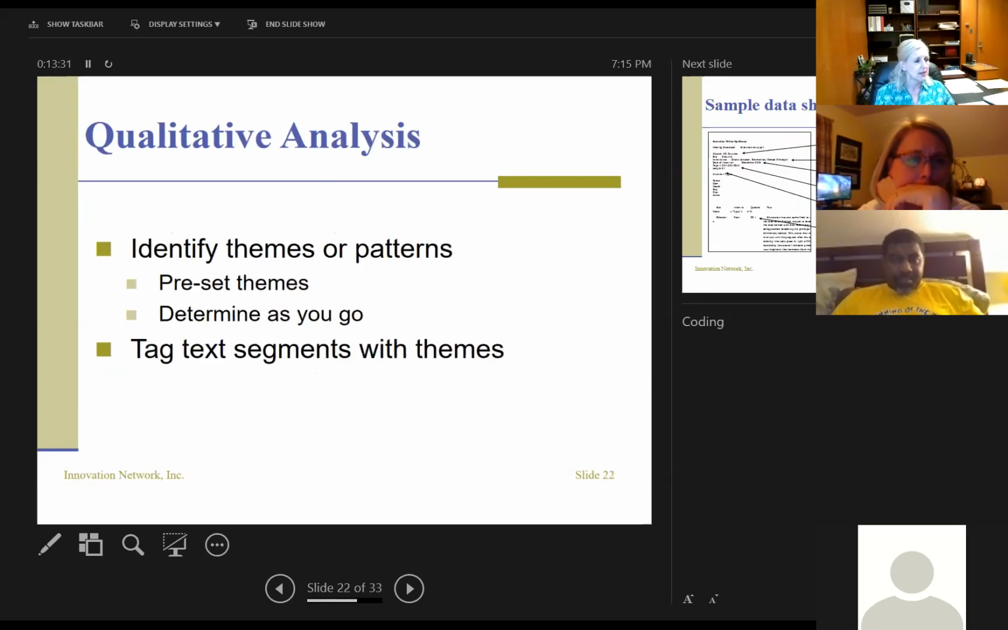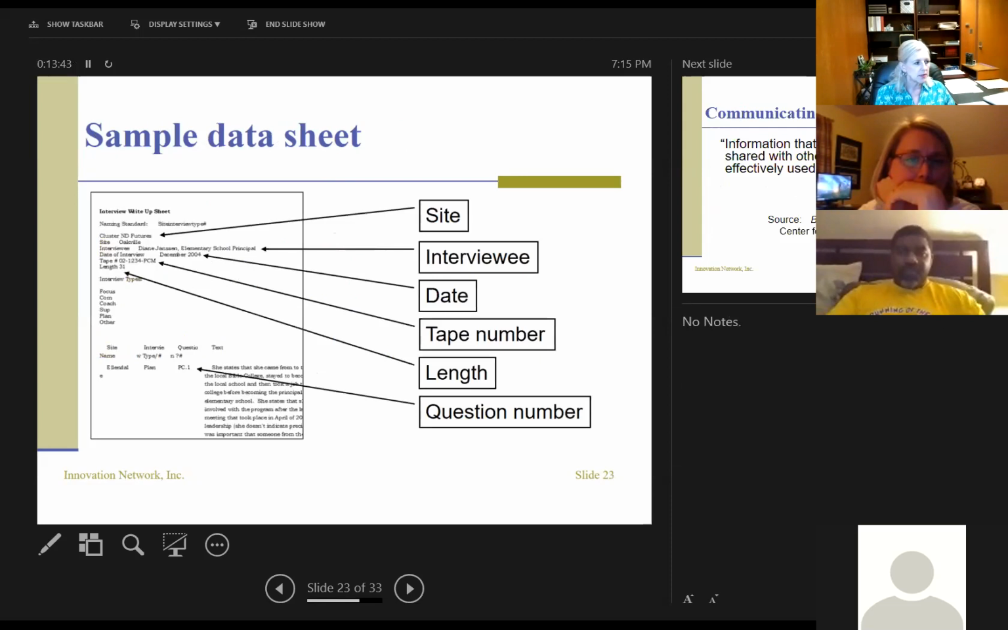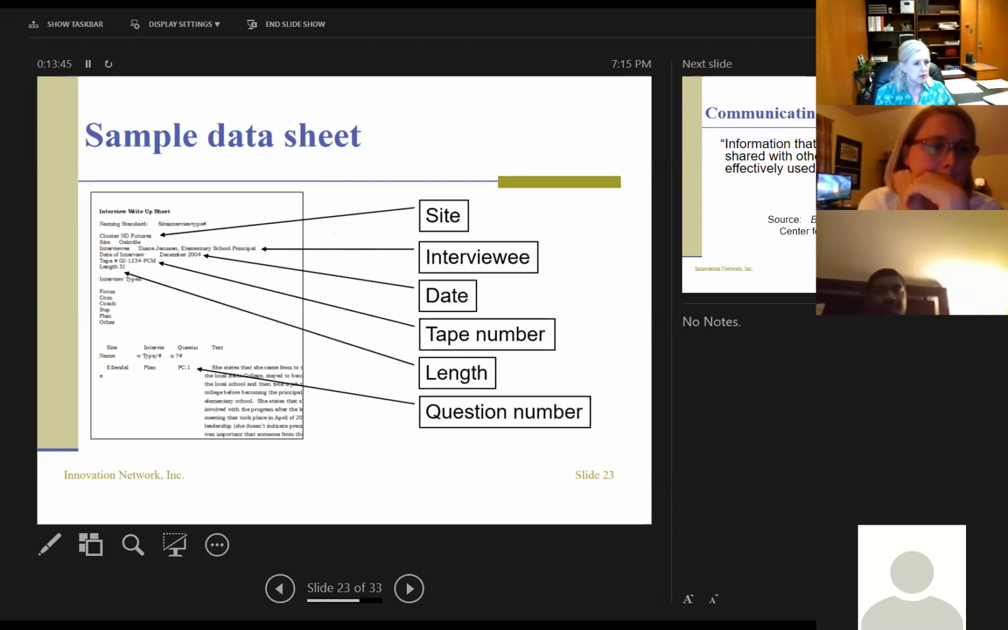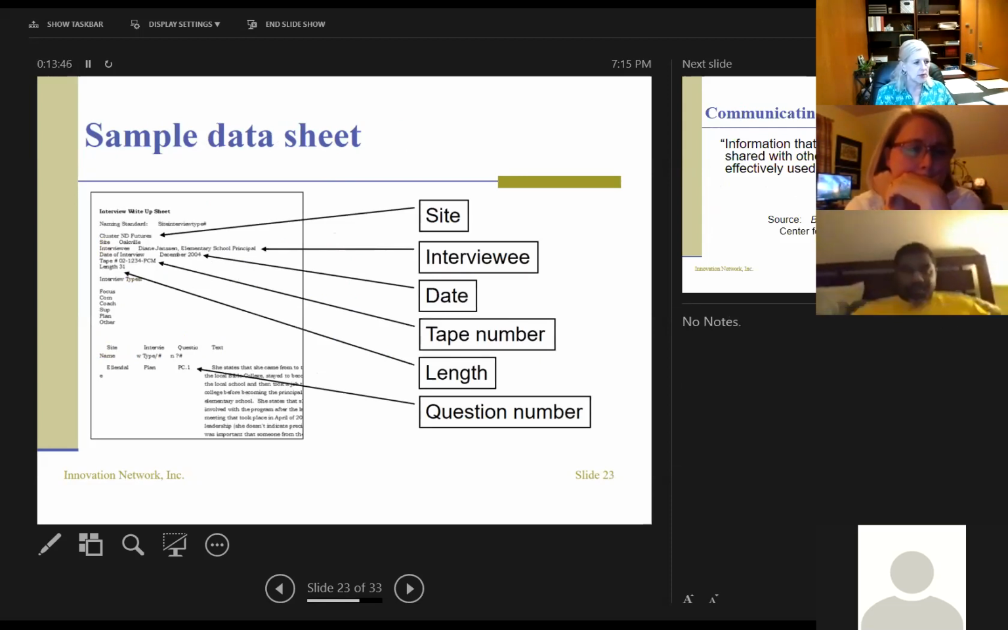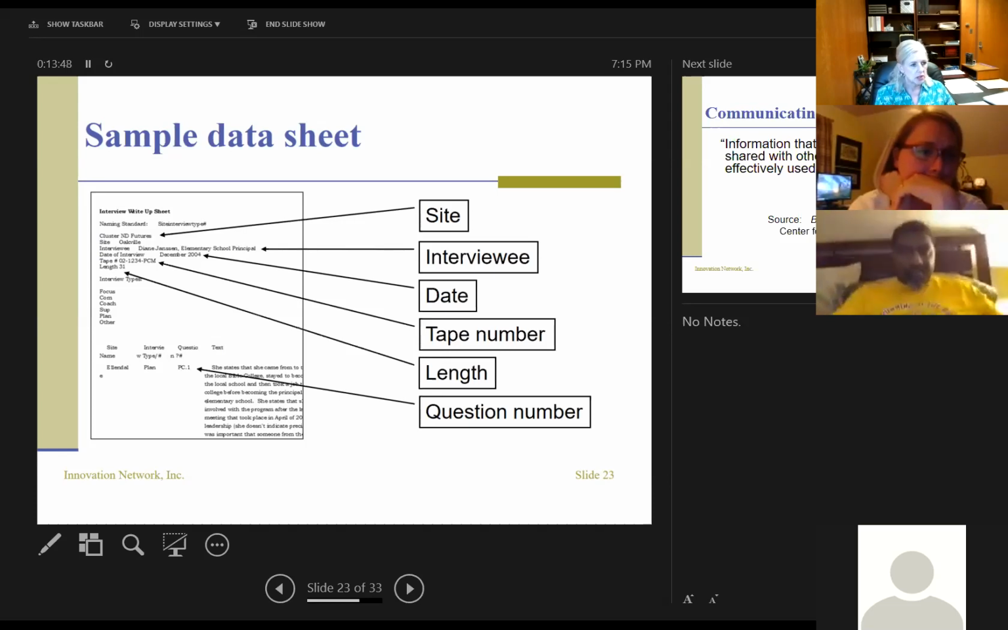Qualitative analysis goes into, again, you identify themes or patterns, you look as you go, etc. Okay, and so here's a sample data sheet that includes information on the site, the interviewee, the date, the length, the question, all those kinds of things. But that is just the data that we're going to get.